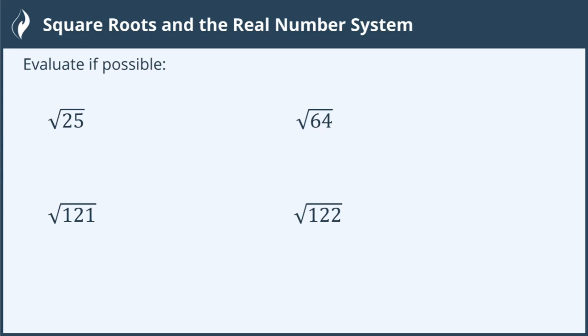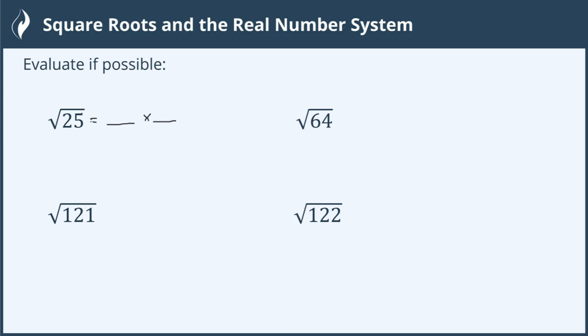When evaluating square roots, it's important to remember what a square root means. We find a square root of a number. We're looking for a number that when we multiply it by itself is equal to the value underneath the radical. So we ask ourselves, what number times itself equals 25?